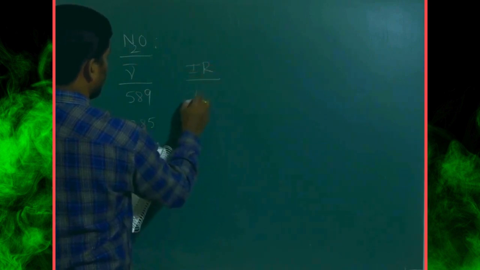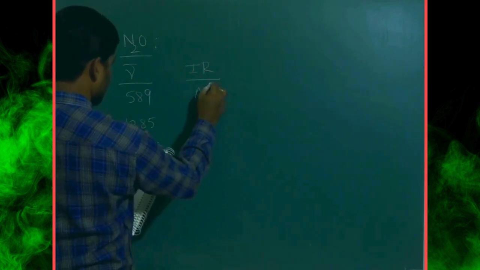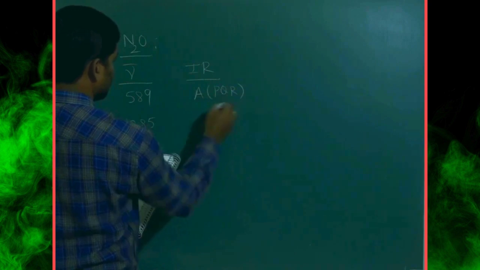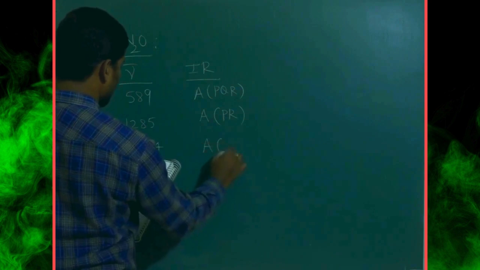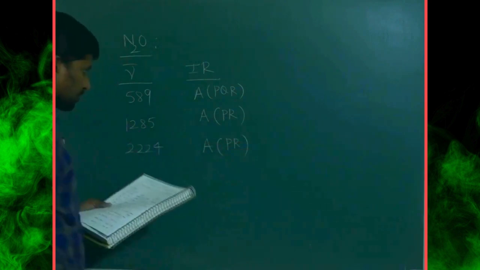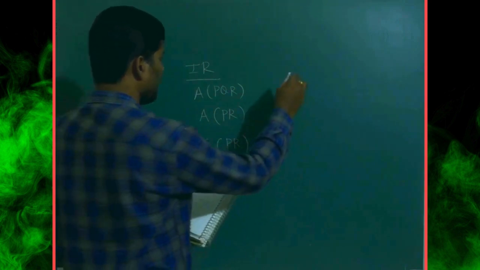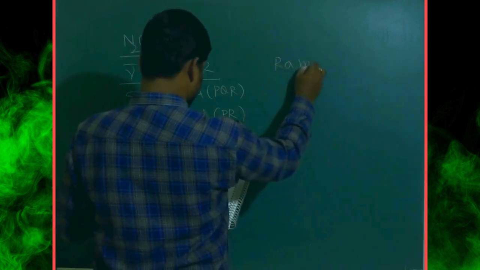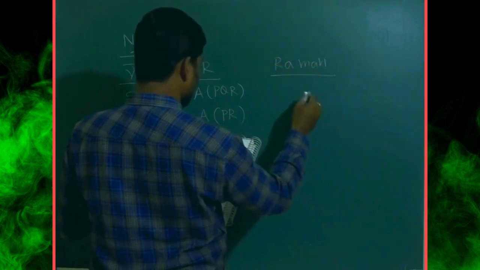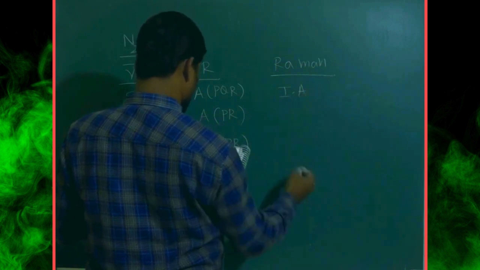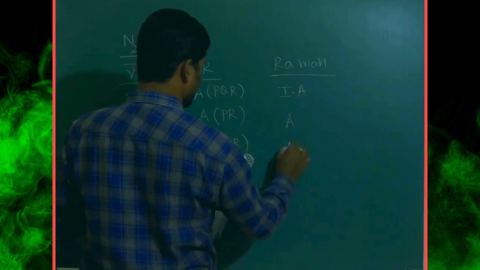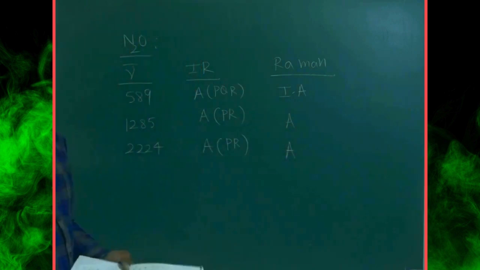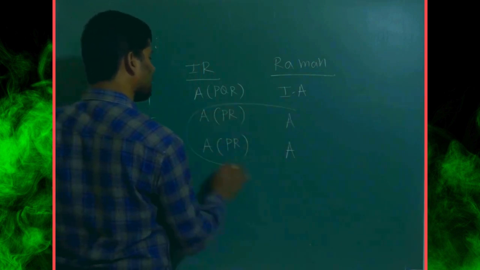IR active, PQR given; active, PR; active, PR. Raman: inactive, inactive, active, inactive, active, active. So like this, the data is given. Are common lines there or not?